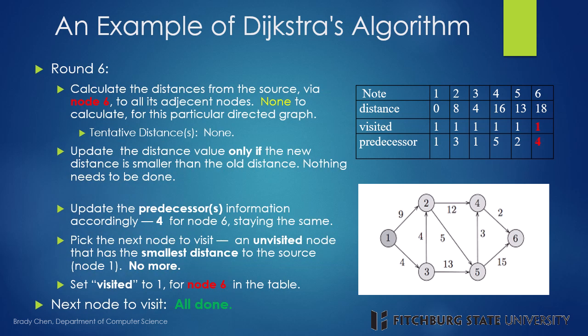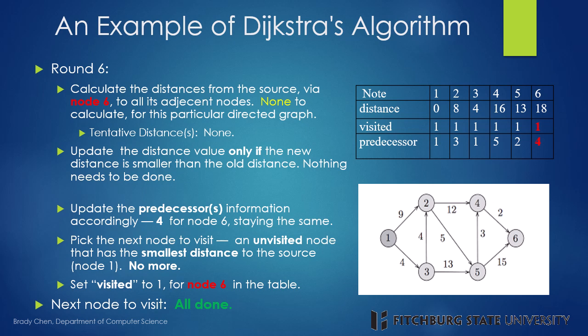Okay, the last node to visit is number 6. Once again, three steps: visit, update, and choose next to visit. When you update, you follow this idea: if the new distance is less than the existing distance, update. Otherwise, leave it alone.